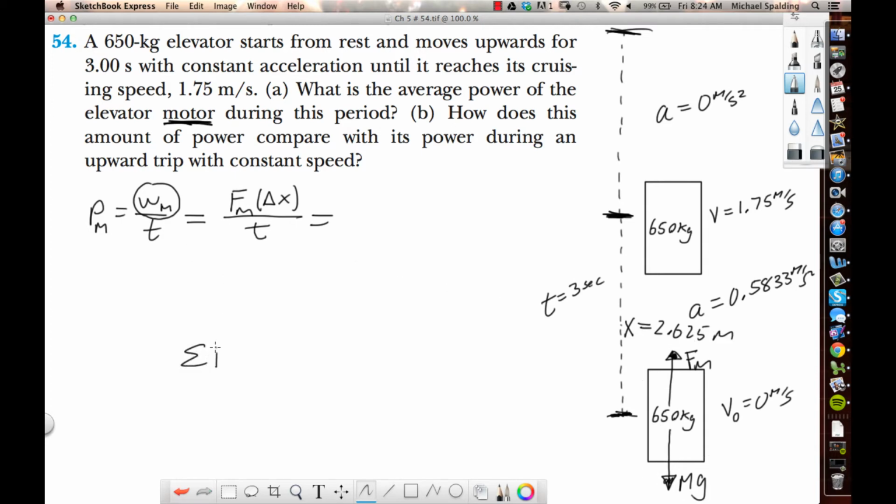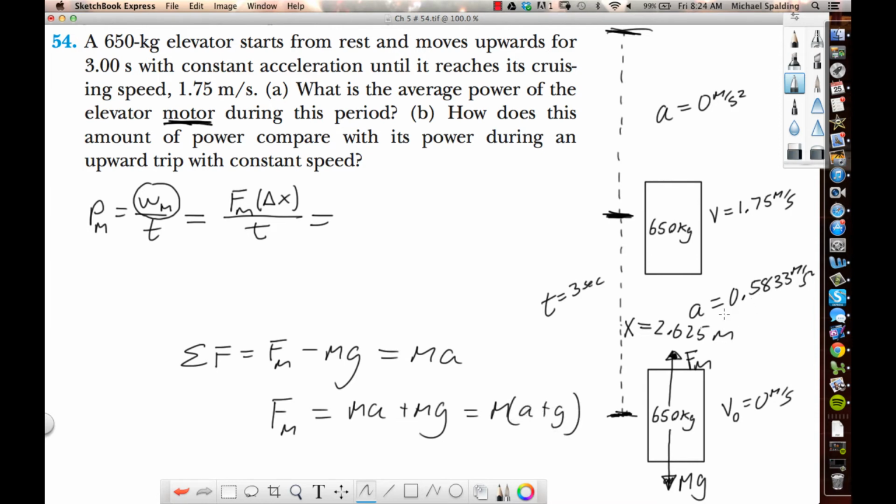So you go, okay, let's sum the forces. So we get force of motor minus mg. That's the sum of the forces. This equals ma, right? So take that, solve it for force of motor. You have everything. This ends up being ma plus mg. You could factor the m out, right? We have the a, we have g. So the force of the motor when you plug in comes out as 6,749.145 newtons.